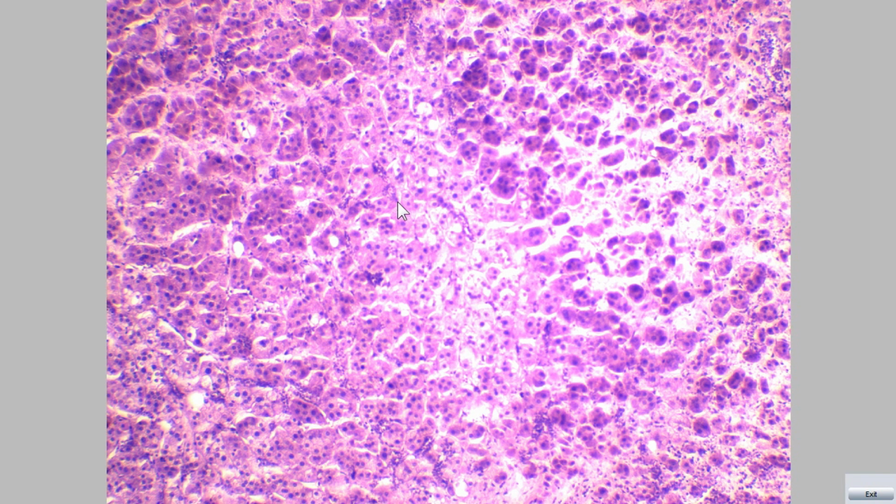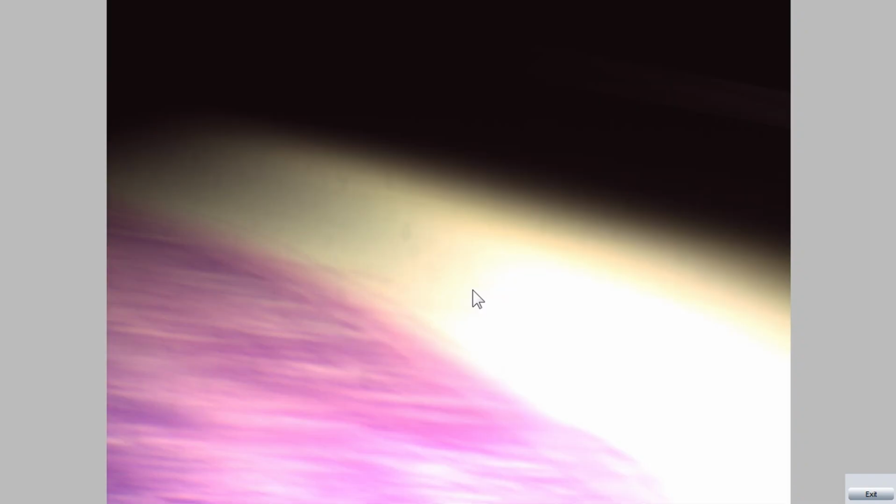And this is the adrenal medulla. We can see the cells are lightly staining cells. This is the adrenal medulla. I will repeat the slides.